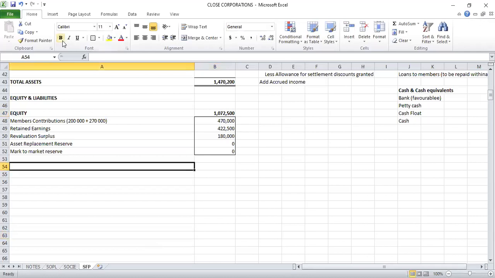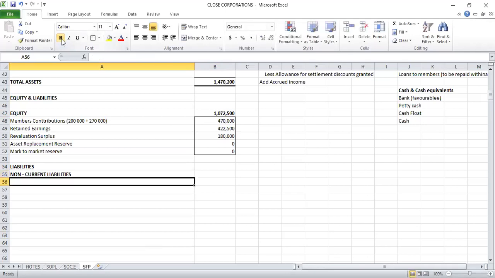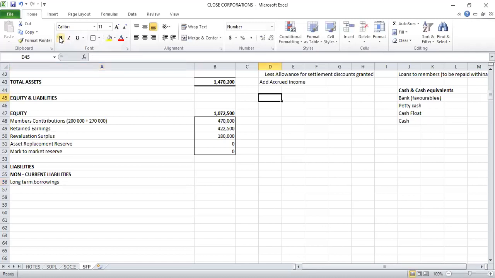Then we have our liabilities. Our liabilities are divided into two categories. We have what we call non-current liabilities. Non-current liabilities refers to all those liabilities that are to be paid after more than a year. So we have got long-term borrowings. On long-term borrowings, we normally include the following.